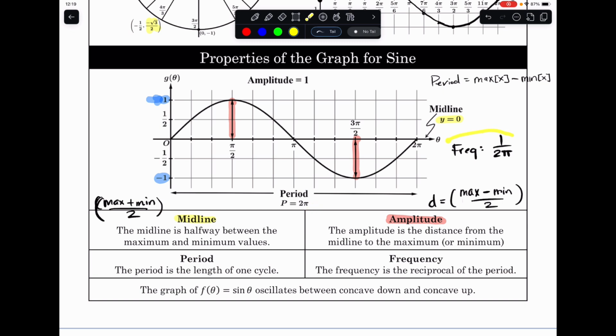Now, let me discuss what the frequency states and what that means. The frequency of having 1 over 2 pi means that we're simply going to see one cycle in a length of 2 pi units. So every 2 pi units, so from, let's say, pi to 3 pi, we should see one cycle. So in other words, one minimum and one maximum. Okay, that's what the word frequency identifies on our graph for sine.